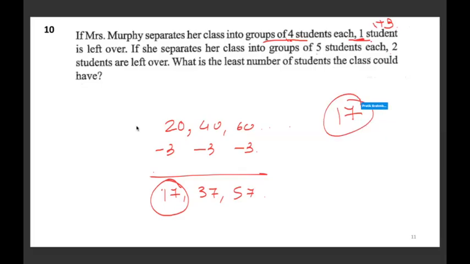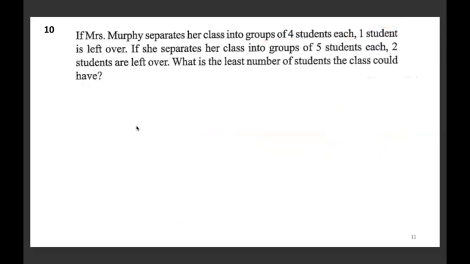Now if you cross check with groups of 4, it will be 16 plus 1, 4 into 4 plus 1, and 5 वाले के case में it will be 15 plus 2. So even there the 2 is a remainder, and in the first case 1 is a remainder. So both of them get satisfied by the number 17. Okay, we'll move to the next one.